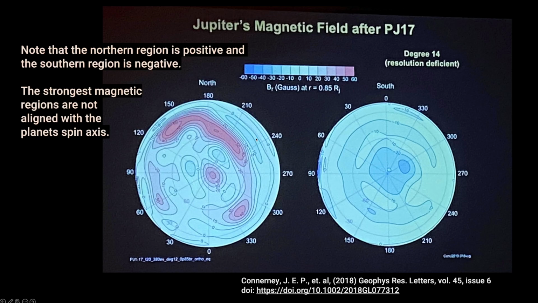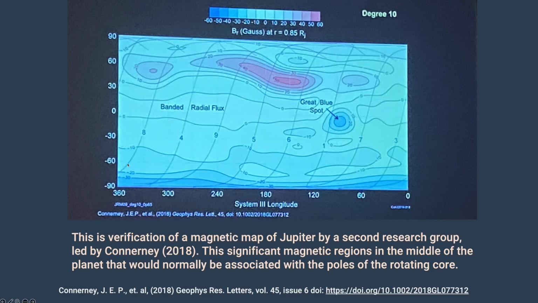And here we get polar views to look at how, like, this is the North Pole, and there's a fairly significant red region here close to the pole, but this one is off to the side, and so is this big one. And this is the South Pole with all blue, which is negative Gauss. This is another map done by the same team.